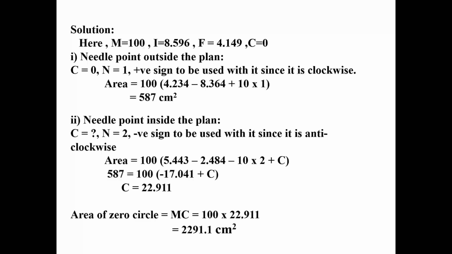Area of a zero circle equals M into C. M is 100, as given in the problem. C we found in the second case, that is 22.911. Multiplying those two, we get the area of a zero circle equals 2291.1 centimeter square.